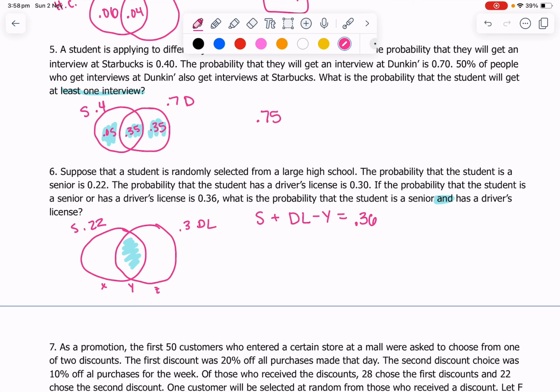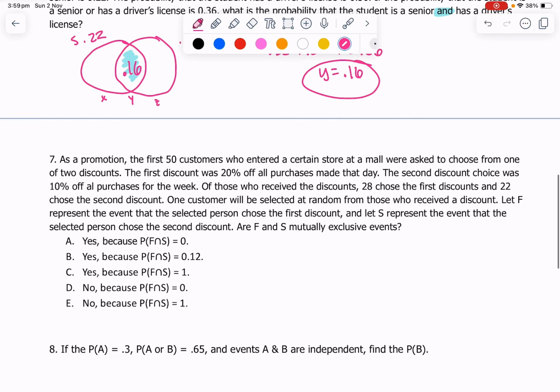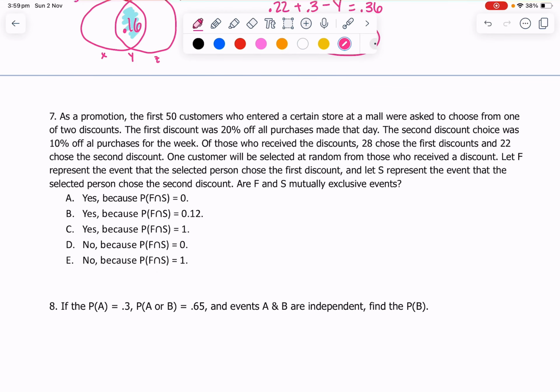So there's my equation to set up. 0.22 plus 0.3, but take out that middle part that I just counted twice. That equals 0.36, and when you solve, Y is 0.16. And we don't have to bother with the rest of the circle because that is what we were looking for. All right, the answer to this one is A.